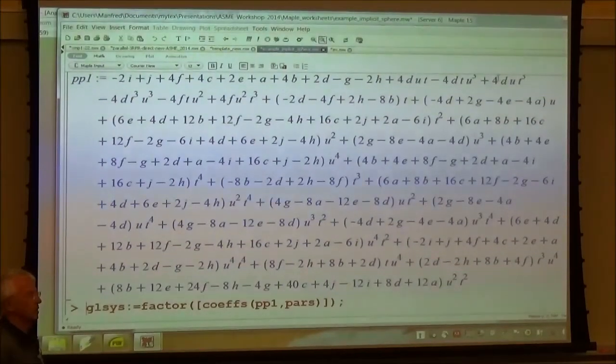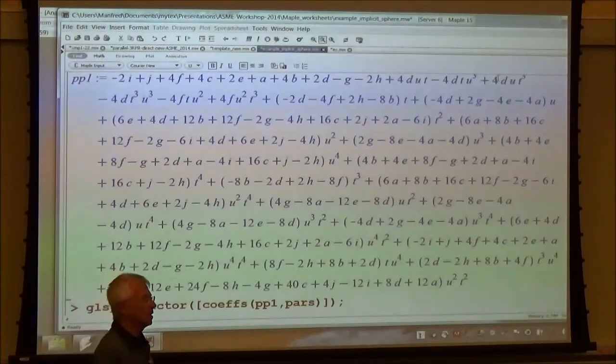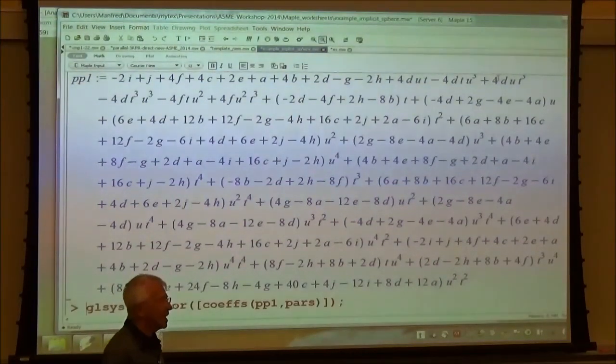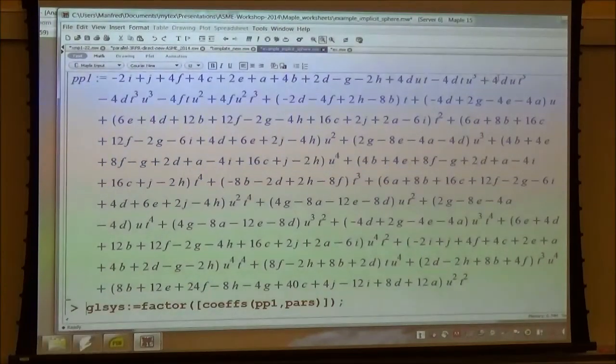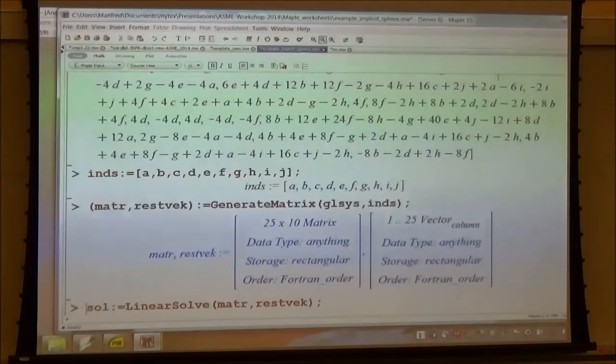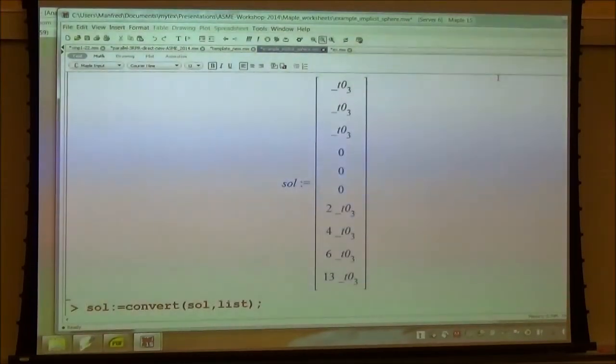It can only happen that all these coefficients are 0. And this gives you a set of equations. Interesting enough, a highly over-constrained system of equations. It must have a solution, and it has a solution. So we do it. We solve the system. This is the system of equations. We generate the matrix, and we solve linearly. This is the solution.